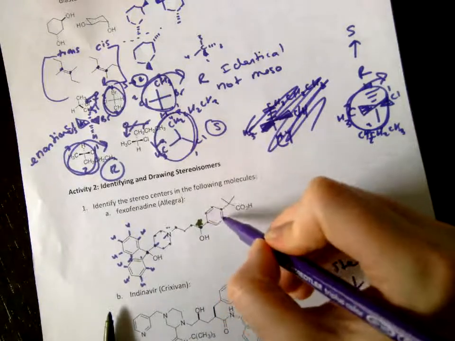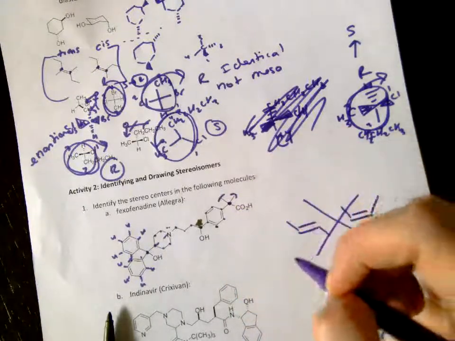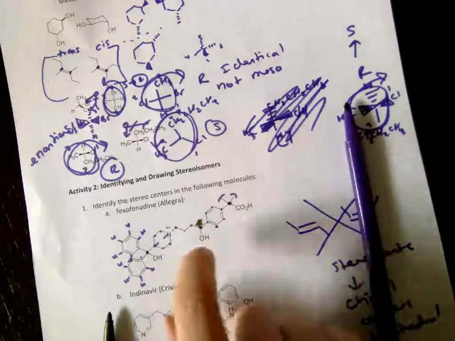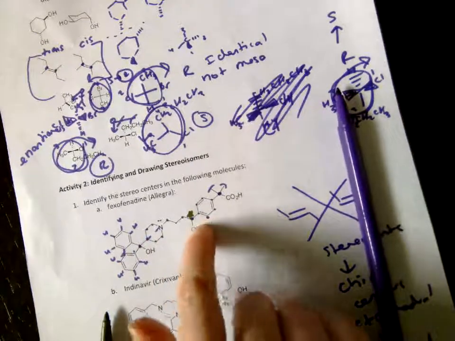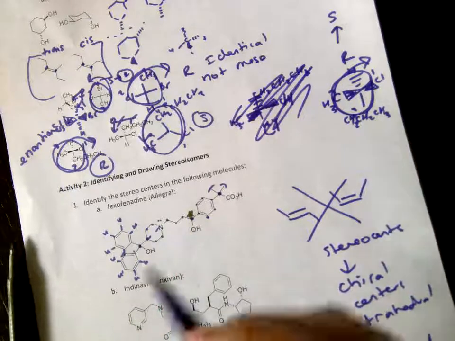This is sp2 hybridized all the way around. And then right here, these CH3 groups are the same, so that wouldn't be it. So there's only one stereocenter, chiral center in this case, specifically in this molecule. Now let's go down to this one.